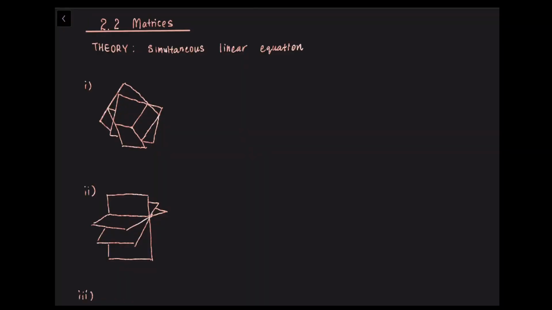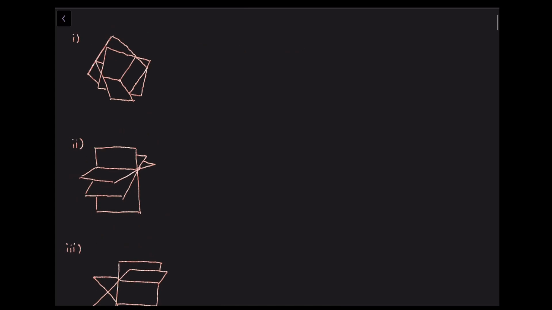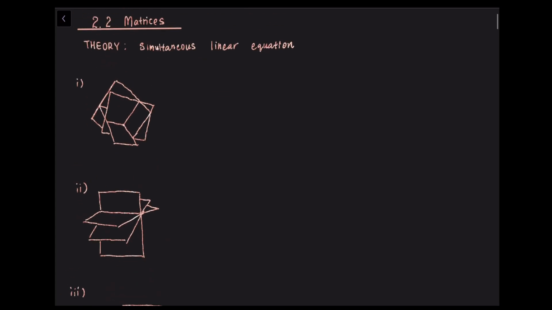Hi everyone, today we are going to learn about matrices. Let's first look at simultaneous linear equations in its geometrical configuration. Remember that the equations can be represented in the form of a plane. So there are 5 ways where the 3 equations or 3 planes can interact and form different types of solutions.